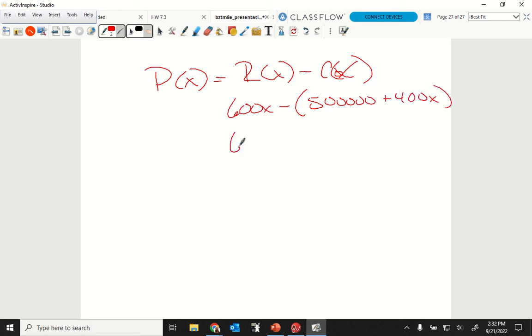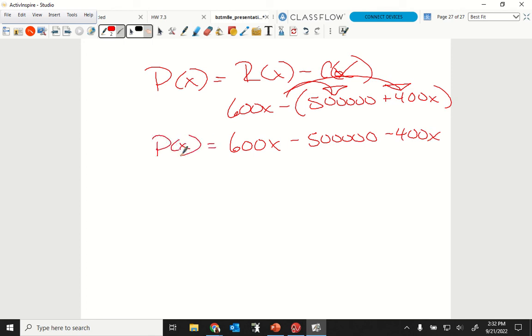So after I distribute this, I get minus 500,000 minus 400x. Okay? P of x, right there. 600 minus 400 gives me what? 200. So every single wheelchair I sell, I only can make how much off each one? 200. That's what the profit is. And there's nothing to combine to this, so it's minus 500,000.